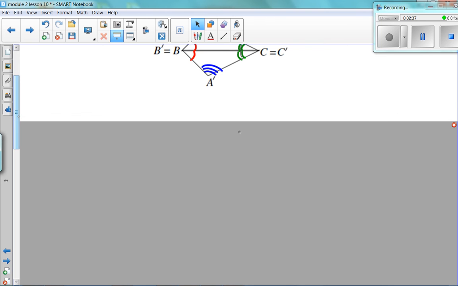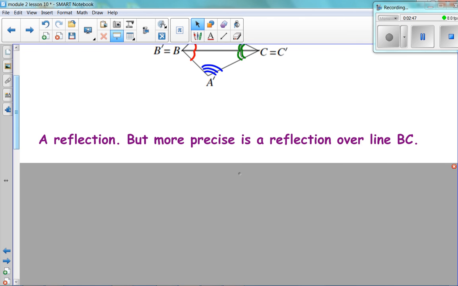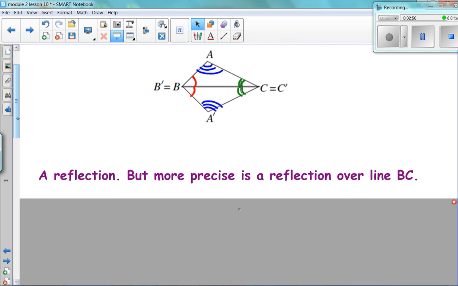But we want to make sure our answer is precise and accurate and a little bit more detailed, because that's what's required to show that you have an understanding of basic rigid motions. So you could say a reflection, but a more precise answer would be it's a reflection over line BC. And if you did that with your transparency, that's what you're reflecting over. That's what you should see.